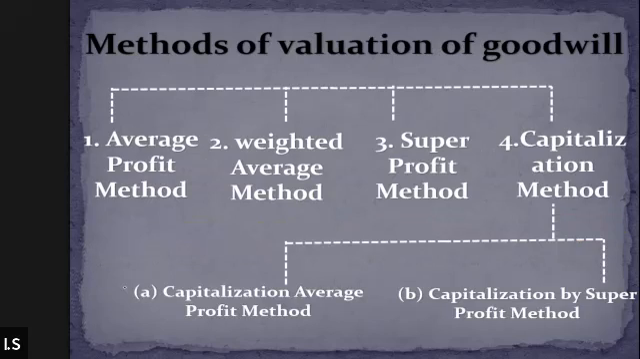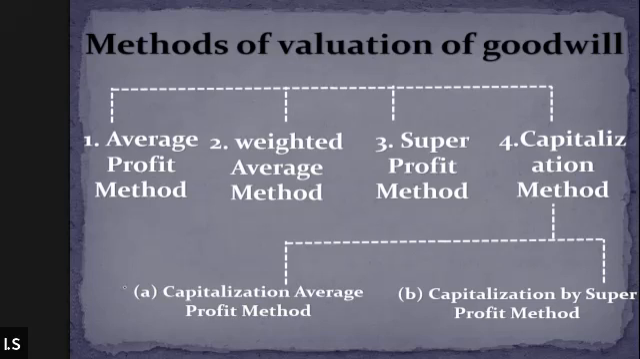So for that purpose, I have told you that there are various methods by which Goodwill can be calculated. One of which is the average profit method that we discussed in the previous class. Then there is the weighted average method, then super profit, then the capitalization method. And the capitalization method is further broadly classified as capitalization of average profit and capitalization of super profit method. So we discussed all these things in the previous class.